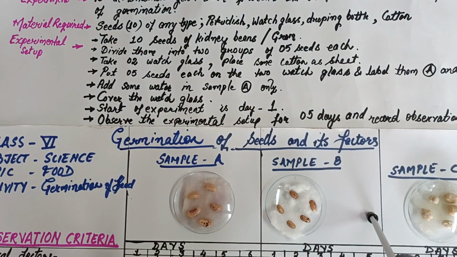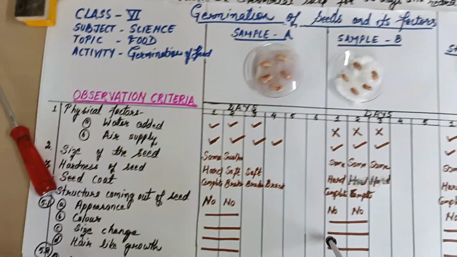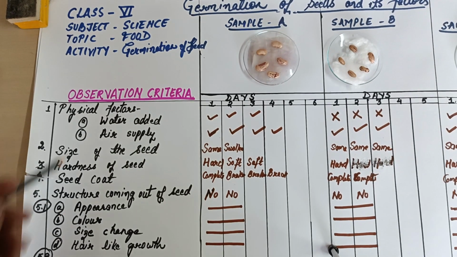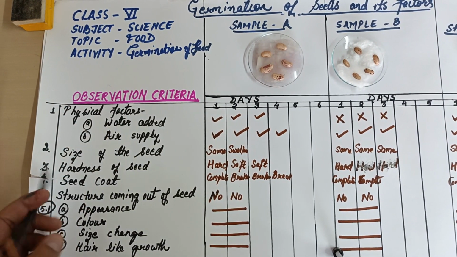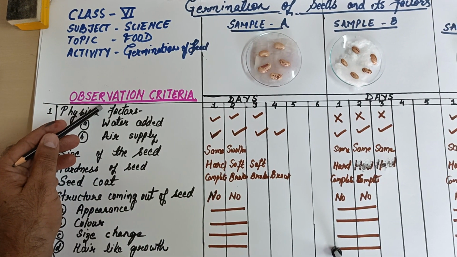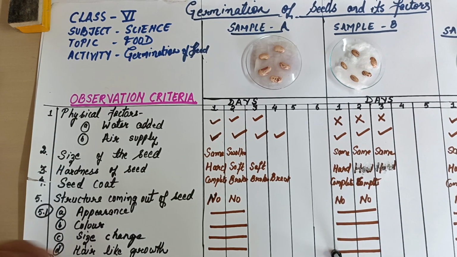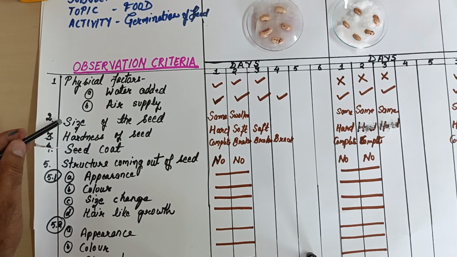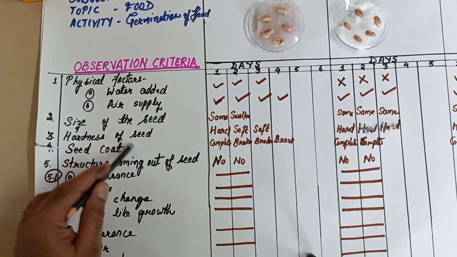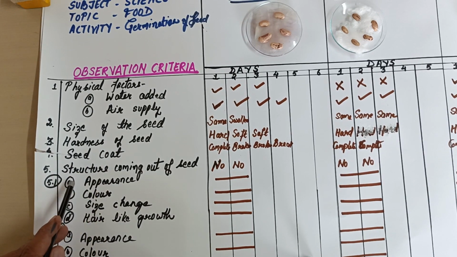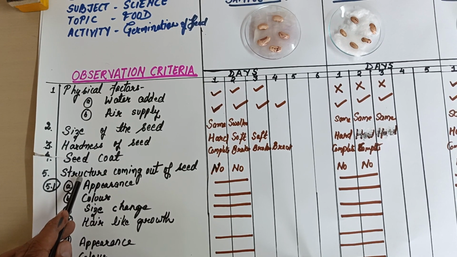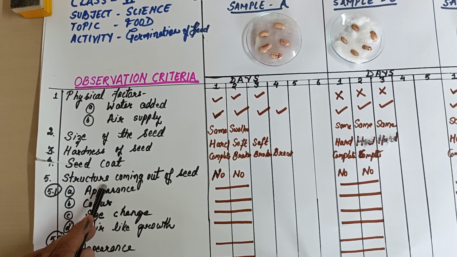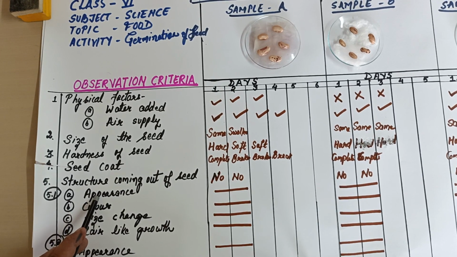And in the observations, we have to make down the factors first. How many factors are involved here? Factors involved. There may be physical factors, like here it is mentioned water and air. Then there may be some biological factors involved, like the size of the seed, hardness of the seed coat, and anything that we observe extra, that is structures coming out of the seed. Whatever structure is coming out, then we have to check the appearance of that structure.